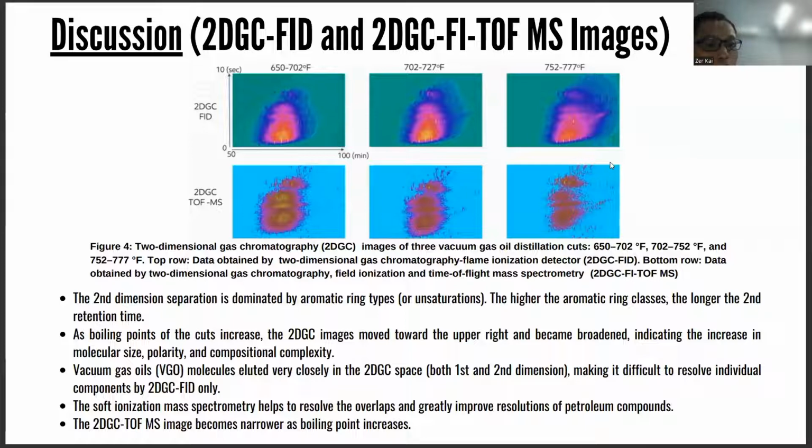Vacuum gas oil, VGO, molecules elute very closely in the 2D GC space, making it difficult to resolve individual components by 2D GC FID only. The field ionization mass spectrometry helps to resolve the overlaps and greatly improves the resolution of petroleum compounds. The 2D GC TOF MS image becomes narrower as boiling points increase.